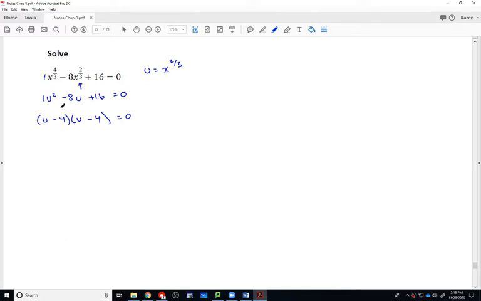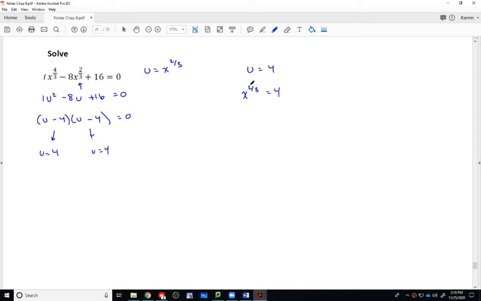Now that I've factored it, I can set my factors equal to 0. So u would equal 4. And this also gives me u is equal to 4. So I only need one of those solutions. So I'm going to say u equals 4. But I didn't want to solve for u, I wanted to solve for x to the 2/3. So I'm going to replace my u with an x to the 2/3 is equal to 4. Now I need to solve for x. So I'm going to solve algebraically.